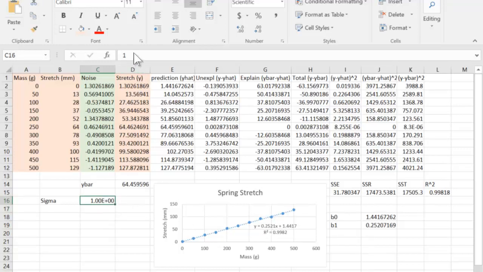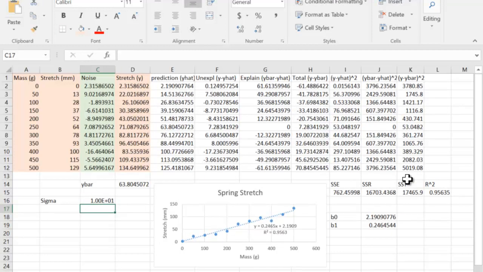Well, how about sigma equals 10? Oh, okay. Now you can visually see in the graph that the data points are starting to scatter. They're not linear anymore once the noise has been added in, and R squared has been cut to 0.96.